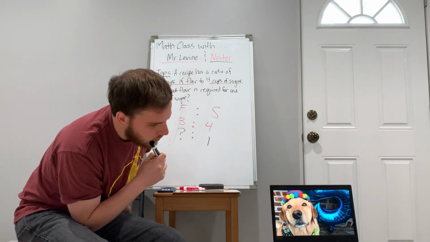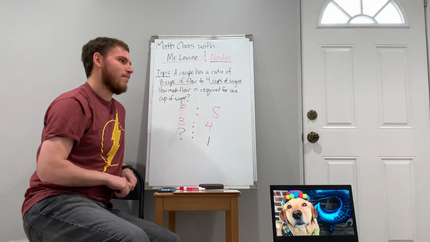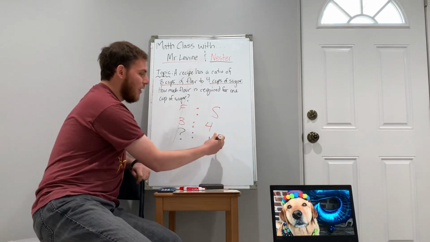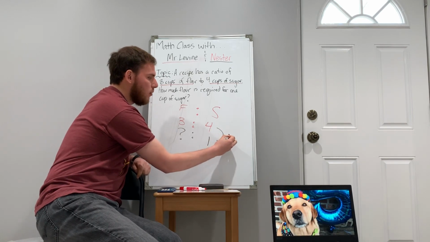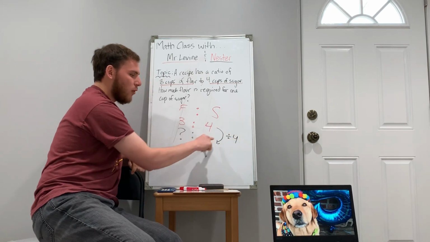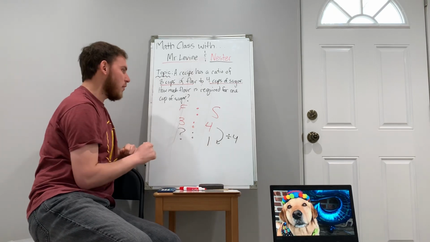Nestor? I would say I can divide by 4. 4 divided by 4 gets me 1. That's the 1 cup of sugar I want.